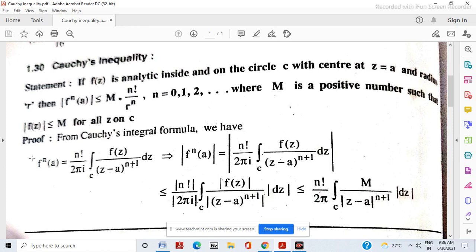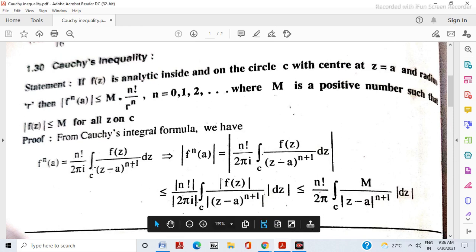Or f^n of a, what we can write? Because we need modulus of f^n of a. Then how we can write f^n of a? n factorial by 2 pi i integral over C f of z dz by (z minus a) power n plus 1. Then take modulus on both sides.